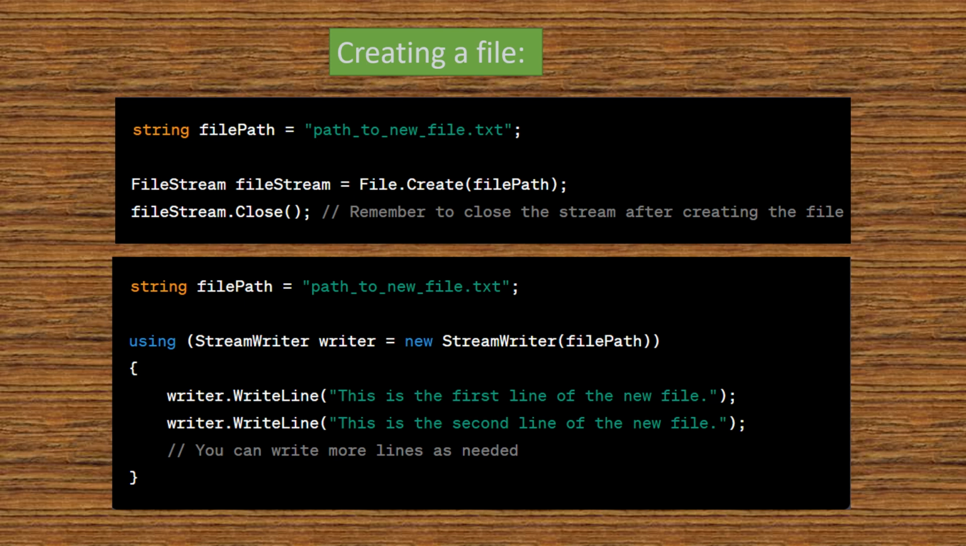Additionally, you can use the StreamWriter class to create a new file and write content to it. The StreamWriter class provides more flexibility for writing text to files. In the code snippet above, the StreamWriter is automatically disposed of after the using block, ensuring that the file is properly closed and resources are released. Remember to handle exceptions that may occur during file creation, such as IOException or UnauthorizedAccessException, to ensure your code handles any potential errors gracefully.